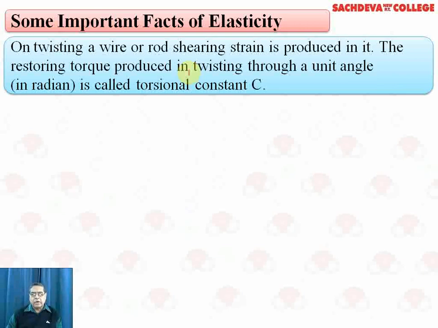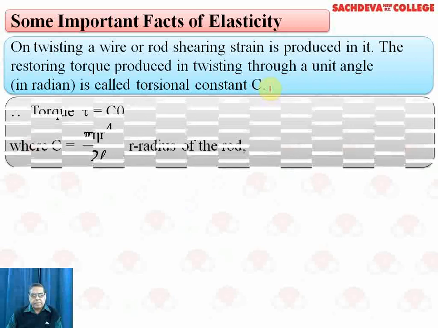The restoring torque produced in the twisting through a unit angle in radian is called the torsional constant. So one is the interatomic constant, and the other is called the torsional constant. Whenever we apply force, all atoms want to come back to their original position. So twisting through a unit angle in radians is called the torsional constant.